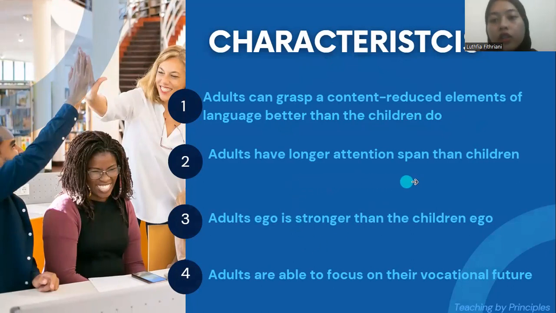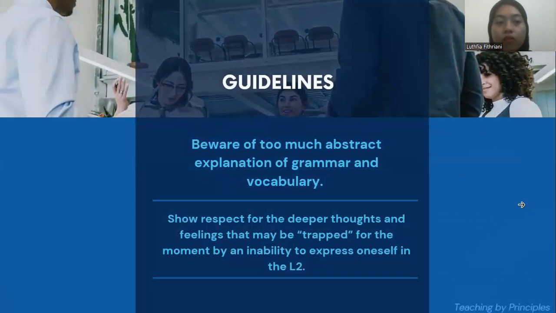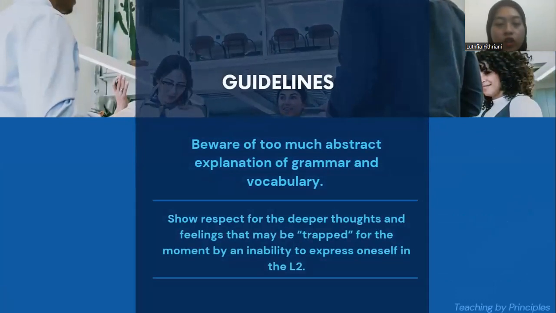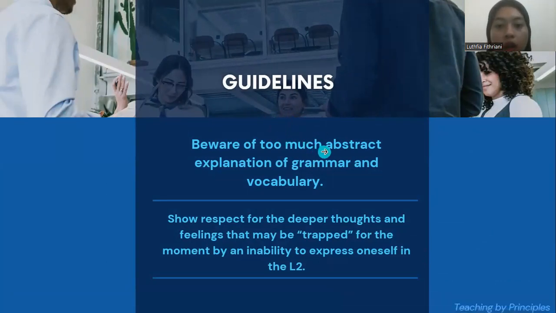Adults have a longer attention span than children. Adult ego is stronger than children's ego. Adults are able to focus on their vocational future. Here are some guidelines in teaching adults. First, beware of too much abstract explanation of grammar and vocabulary.